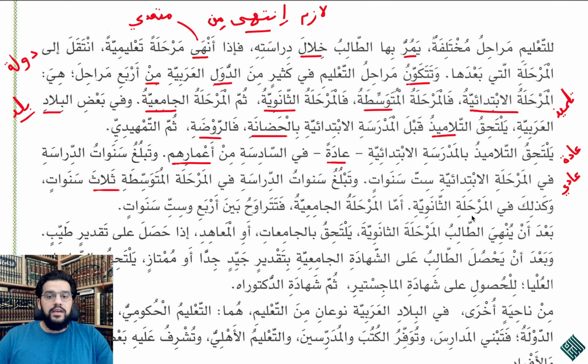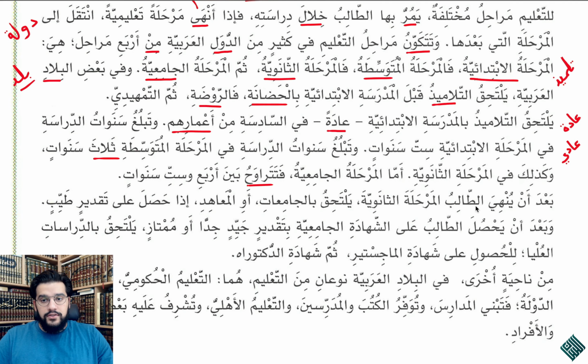وكذلك likewise in the secondary stage. أما المرحلة الجامعية فتتراوح. تتراوح means it ranges. تتراوح بين 4 و6 سنوات, 4 and 6 years. بعد أن ينهي, after the student finishes, أن ينهي الطالب المرحلة الثانوية, يلتحق بالجامعات. They join or he joins universities, بالجامعات أو المعاهد. المعاهد is a جمع of معهد, which means institute.